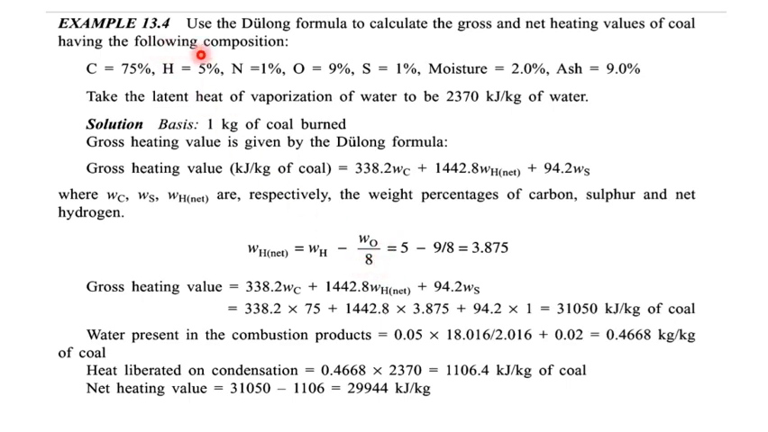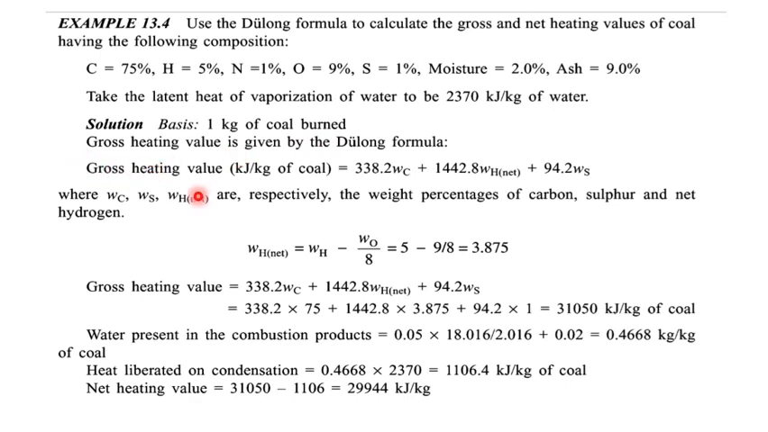So in this problem we are given the weight percentage of carbon as 75%, hydrogen as 5%, nitrogen as 1%, oxygen as 9%, sulfur 1%, moisture 2% and ash 9%. It is also given that the latent heat of vaporization of water is 2370 kJ per kilogram of water. In every material balance problem we must first write the basis, and in this problem we will assume the basis as 1 kilogram of coal burnt.